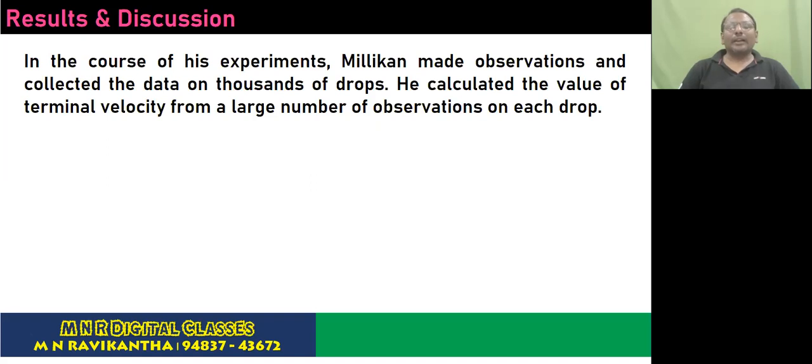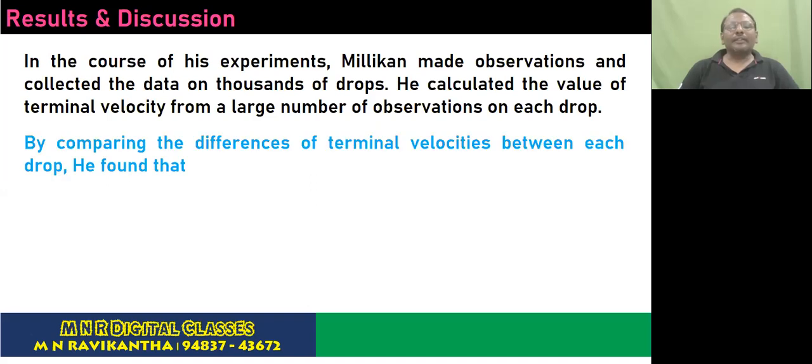He collected the data with painstaking precision and calculated the value of terminal velocity for a large number of observations on each drop. He made the observations with drops of different sizes, made up of different liquids, made to move in different gases, and made to move under the action of different values of electric fields. In each case, he collected the data over a large number of observations.